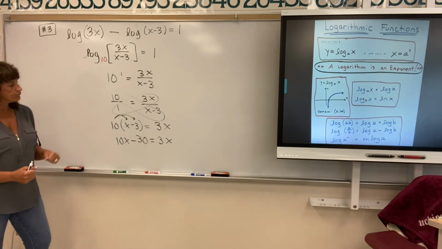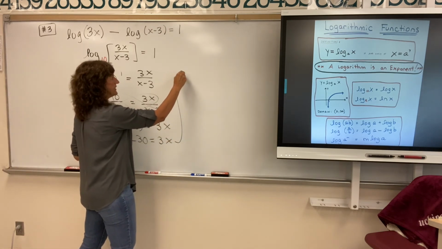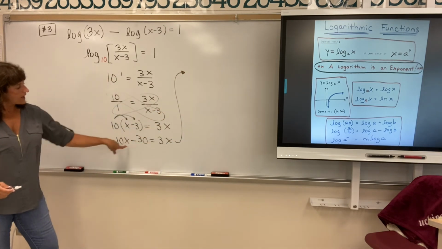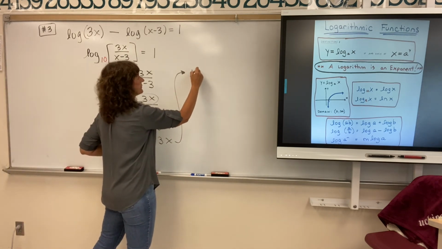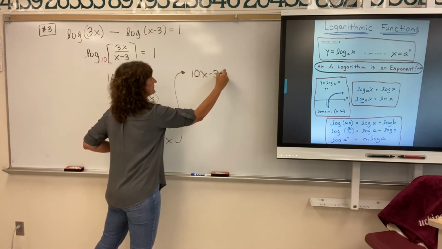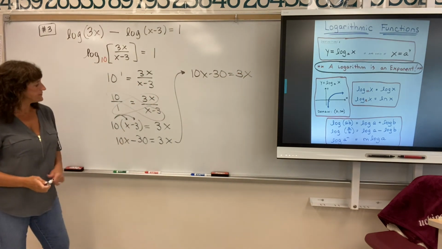I'm running out of space here, since I'm right at the bottom of the board, so I'll copy this step again. So again, we have 10x minus 30 on the left. We have 3x on the right. I just copied that step so you can see.